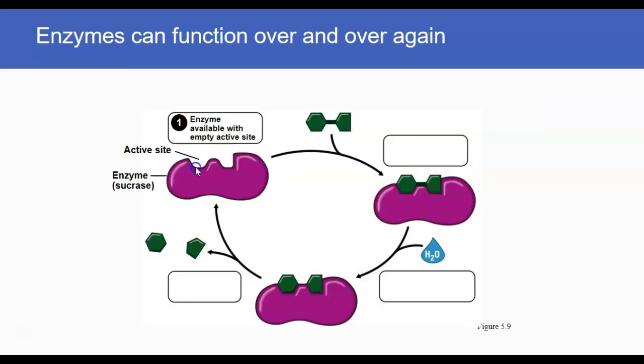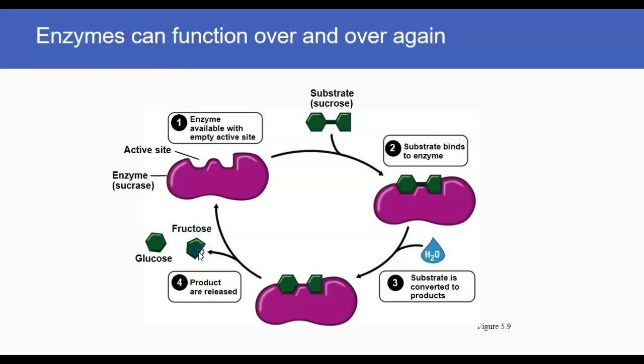So here we have an enzyme. There's a specific part of the enzyme that's called the active site. Now the active site is where the substrate binds. So here we have that sucrose substrate, and here you have it binding directly in that active site. Sucrase is going to use water, and it's going to break that bond between the glucose and the fructose, releasing the products.